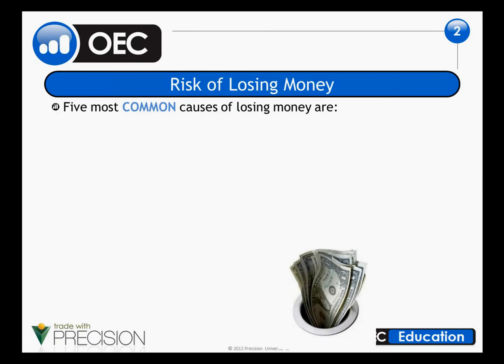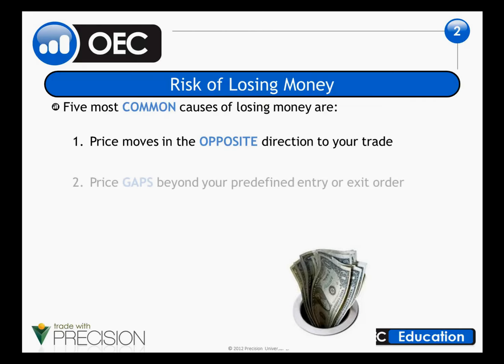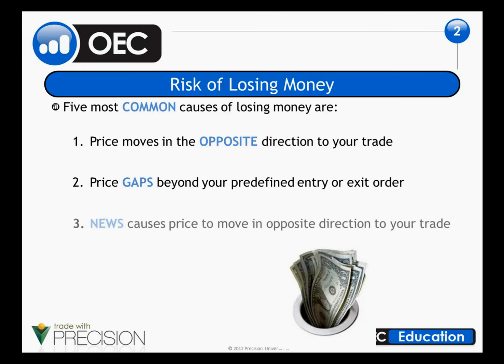Here's a list of the most common causes of losing money in the market. The first and obvious one: price just moves opposite of your trade, right? There's nothing you can do about it. It just happens. Usually you can review the trade and there might be something in the charts that you may have missed, or it could just have been an unanticipated news announcement that caused price to respond differently than you thought. There can be gaps in the price action that extend beyond your entry or exit order, and news announcements that cause price to move opposite of your trade.